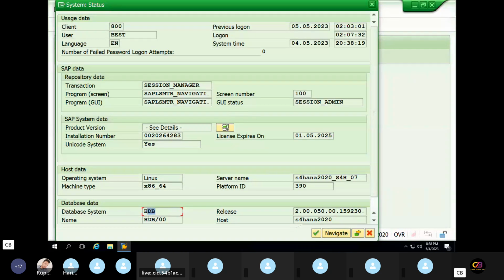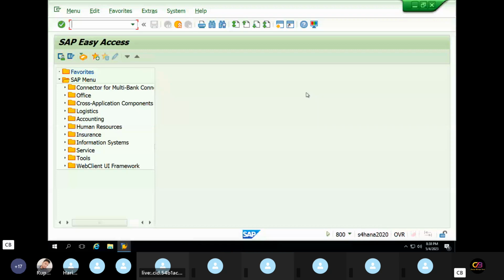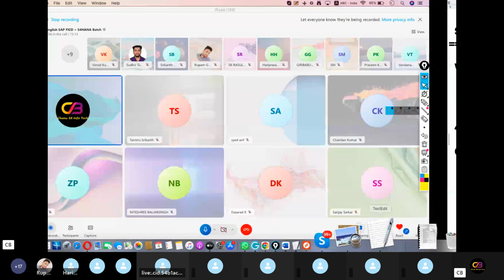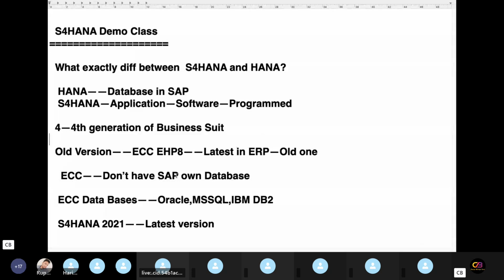After some time, SAP launched a new database. This database is called the HANA database. HANA means High Performance Analytic Appliance. Compared to the ECC databases, this database works 1,000 times better than normal ECC databases. So you got the point, right?